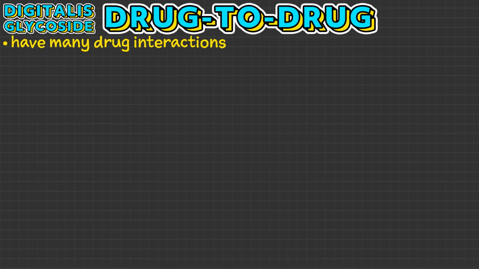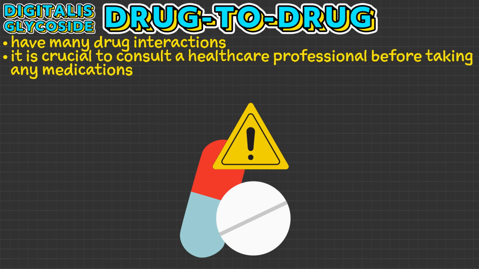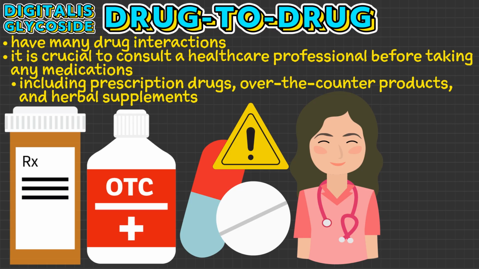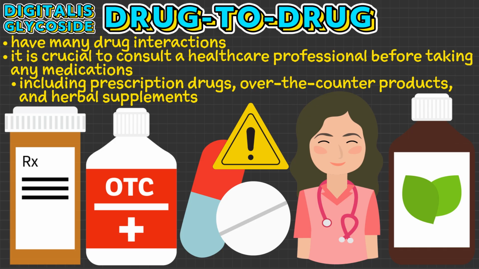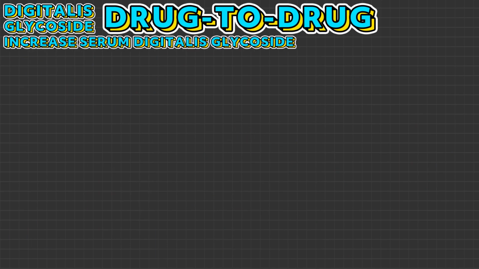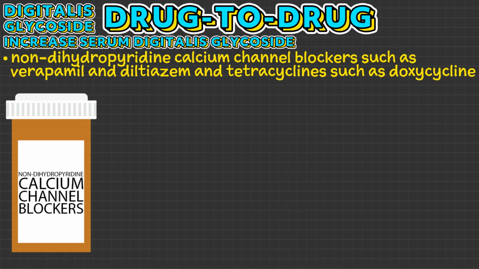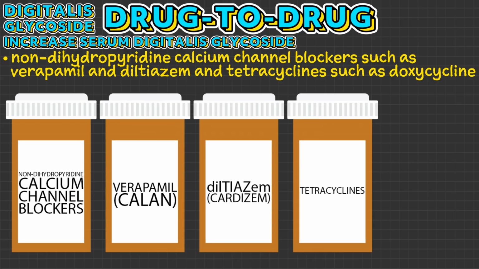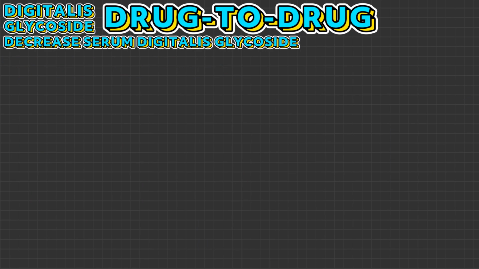Digitalis glycosides have many drug interactions. Therefore, it is crucial to consult a healthcare professional before taking any medications, including prescription drugs, over-the-counter products, and herbal supplements. Many medications can increase serum Digitalis glycoside levels. Some of these include non-dihydropyridine calcium channel blockers, such as verapamil and diltiazem, as well as tetracyclines, such as doxycycline. On the other hand, there are many medications that can decrease serum Digitalis glycoside levels.